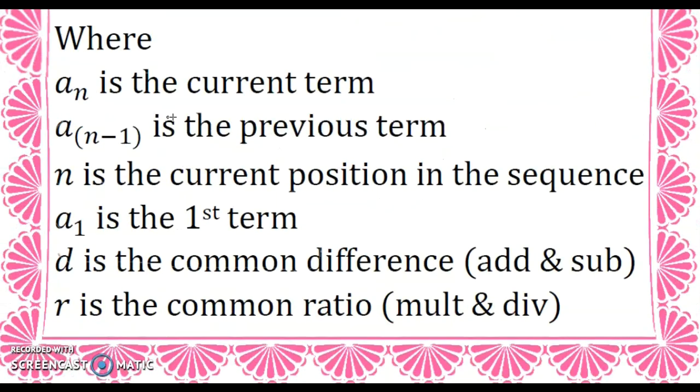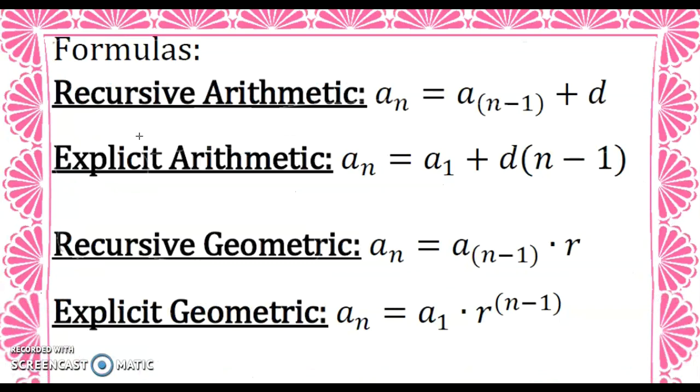Where A of n is the current term, A of n minus 1 is the previous term, n is the current position in the sequence, A1 is the first term, D is the common difference, add, subtract, and R is the common ratio, multiplying and dividing. Now recursive requires the previous term to be known. And explicit, you don't have to know the previous term, you only need to know the first term.